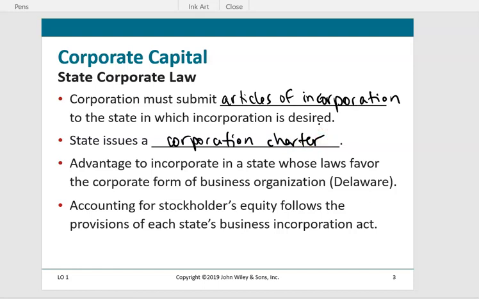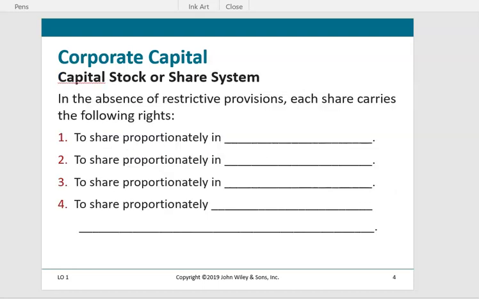As you probably have heard, many companies get incorporated in the state of Delaware for favorable tax laws. And while most of the accounting for stockholders' equity is the same, as we'll see in this video, there are some minor differences that can hold depending on the state that the company is incorporated in.